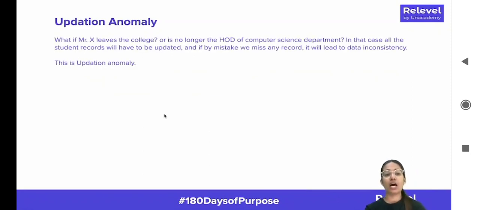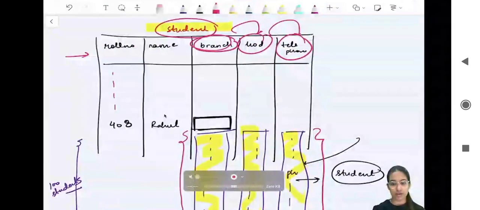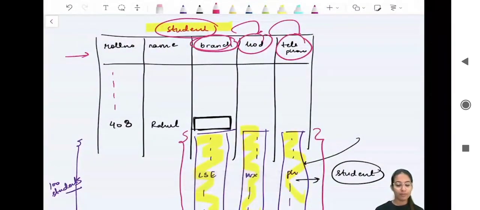Next, we talk about updation anomaly. What's the problem in that? Now assume for 2000 students belonging to the branch CSC, you wrote their HOD as X. Now assume the HOD leaves the school, or let's say the HOD is no longer working for the computer department. In that case, you will have to update all the 1000 records for all those students, right? And by mistake, even if you miss one record, it will lead to data inconsistency, right? As you can see over here in this table, since the data is not normalized, you are storing the HOD name for all 1000 students.